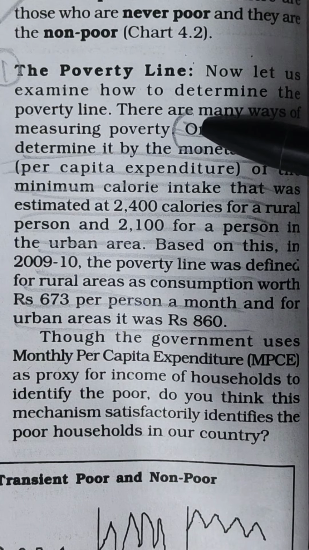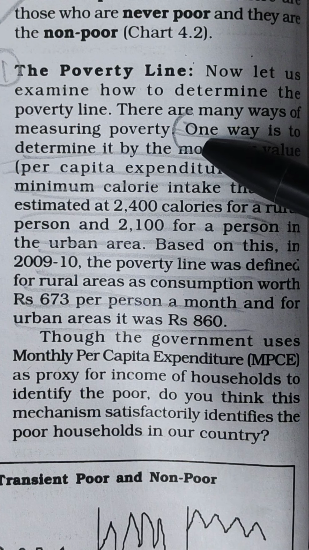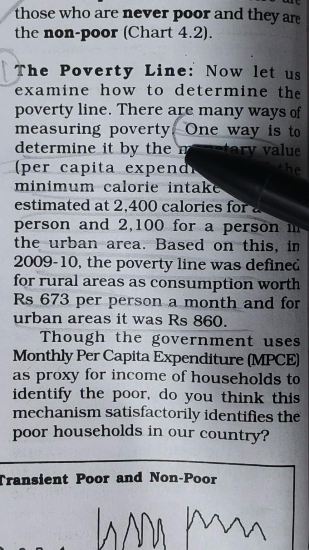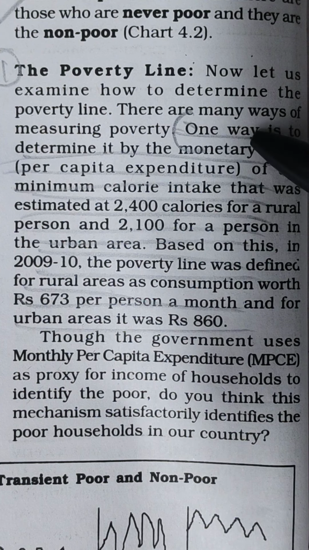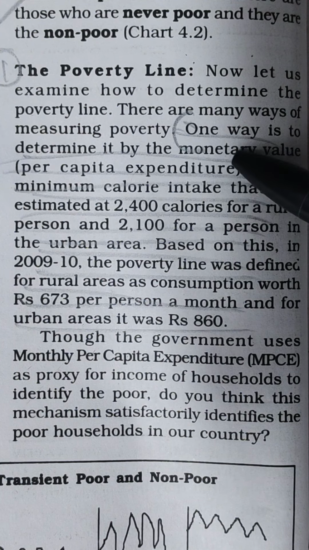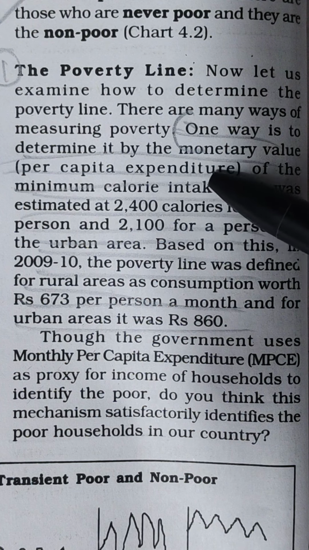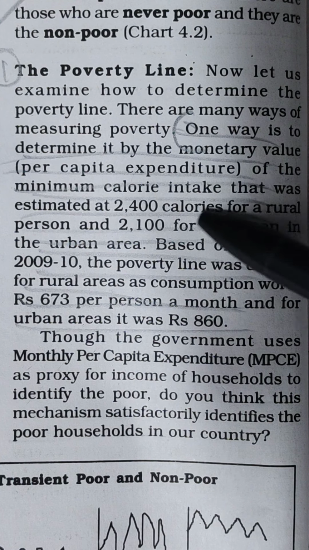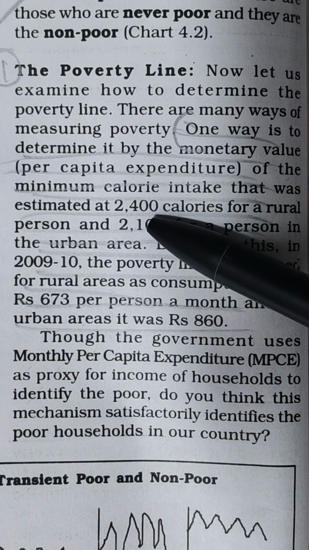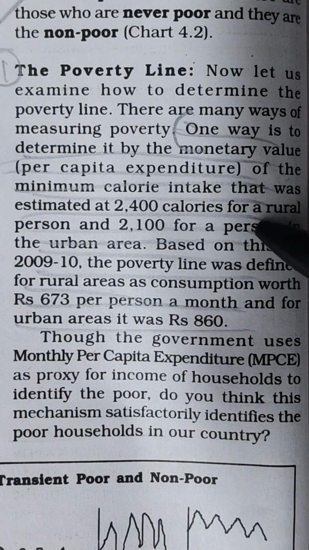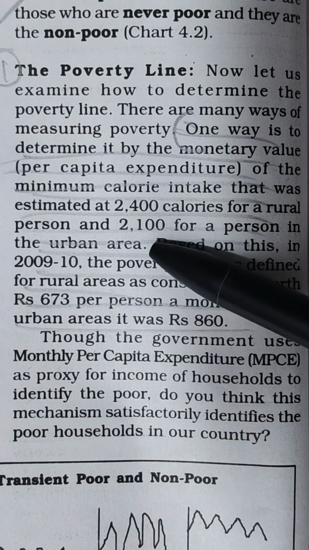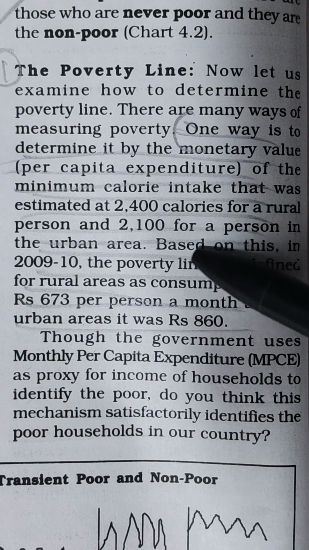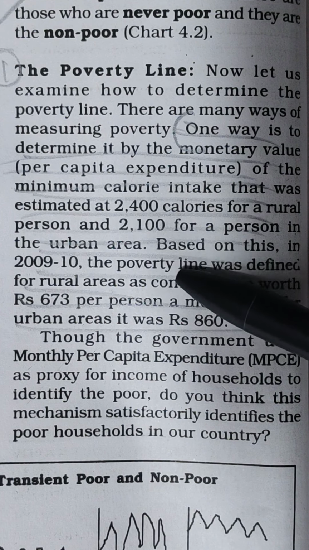So let us examine how to determine the poverty line. So that's an imaginary line, but then how do we determine it? It's very interesting. There are many ways of measuring poverty. One way is to determine it by the monetary value per capita expenditure of the minimum calorie intake that was estimated at 2,400 calories for a rural person and 2,100 for a person in the urban area.